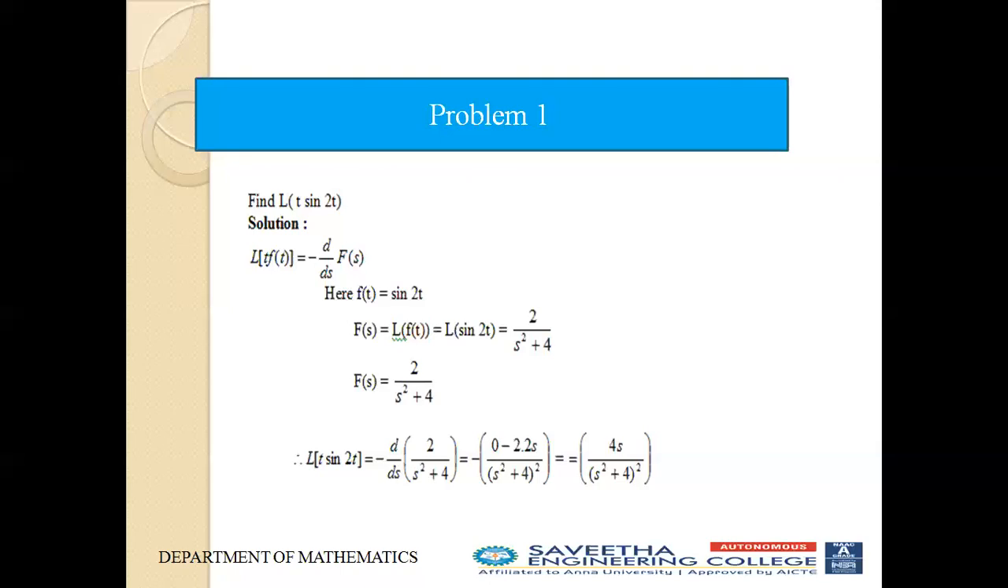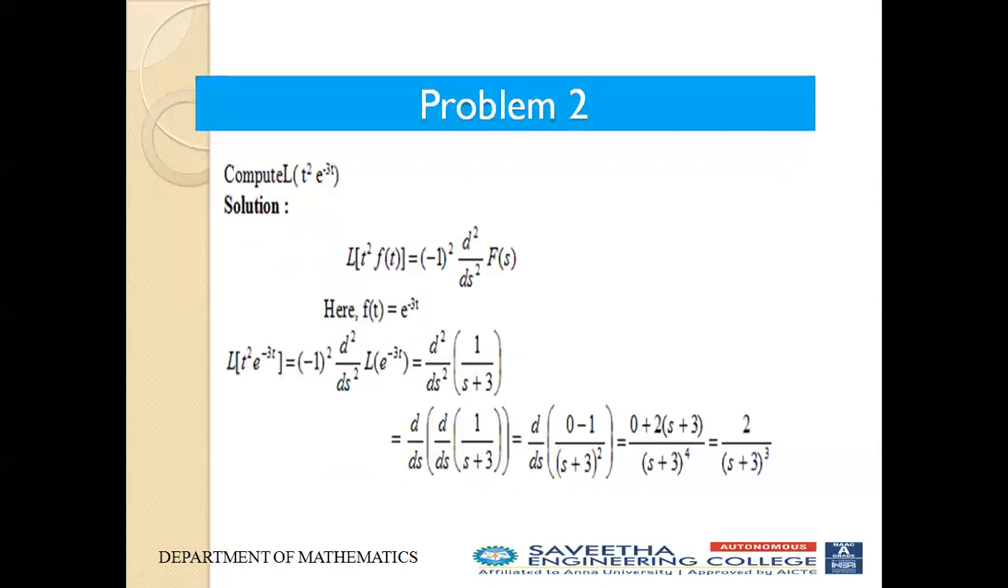So we are squaring the denominator, s square plus 4 the whole square, and keeping s square plus 4, and the differentiation of 2 with respect to s is 0. So that's why we are putting a 0, and minus 2 into differentiation of s square, which is 2s. So in the final answer, minus of minus will become a plus. We are getting 4s divided by s square plus 4 the whole square.